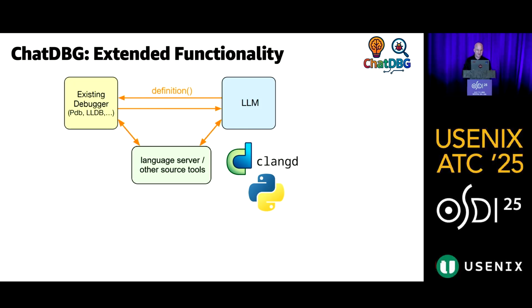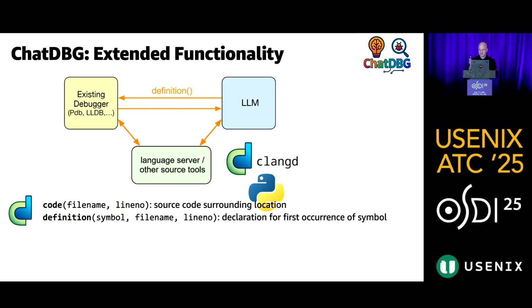So we've extended the debugger functionality with a language server. For C and C++ code, we have ClangD, a well-known language server that allows the LLM to invoke functions like "give me the code surrounding this line," or "look up the definition for the first occurrence of this symbol." This is way more effective than having the LLM walk around the code blindly, trying to figure out where on earth something was defined. We can go straight to the definition of the code.